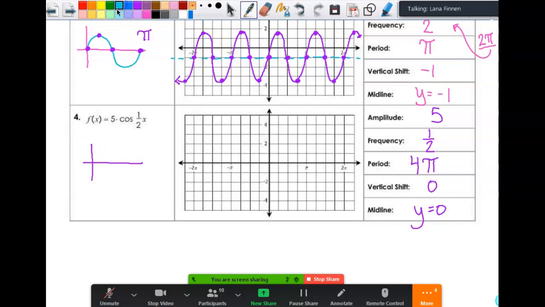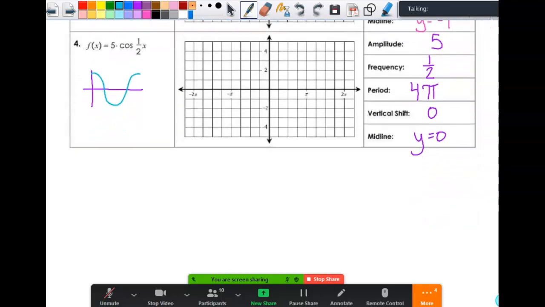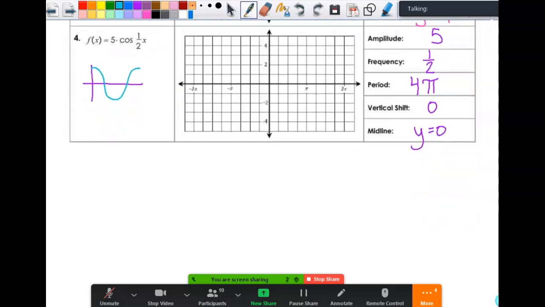This is cosine. So here's my cosine graph. All right, then my midline is at y equals 0. So this would be at 0, 1, and my midline and my axis are the same, but my amplitude is 5. So instead of at 0, 1, I'm at 0, 5. There.